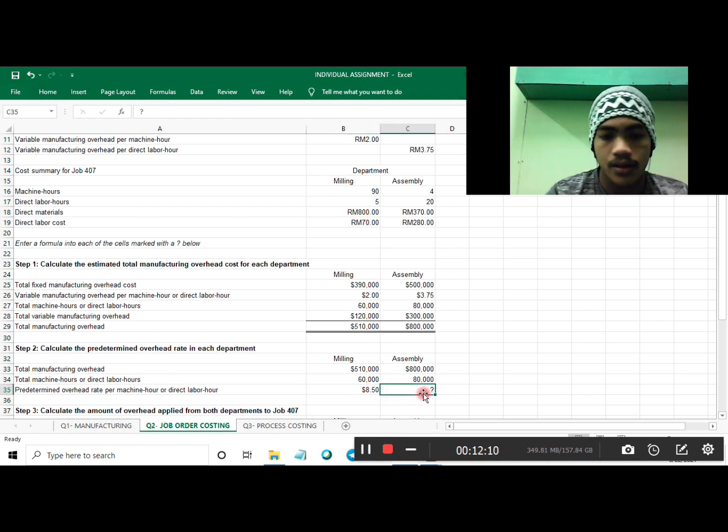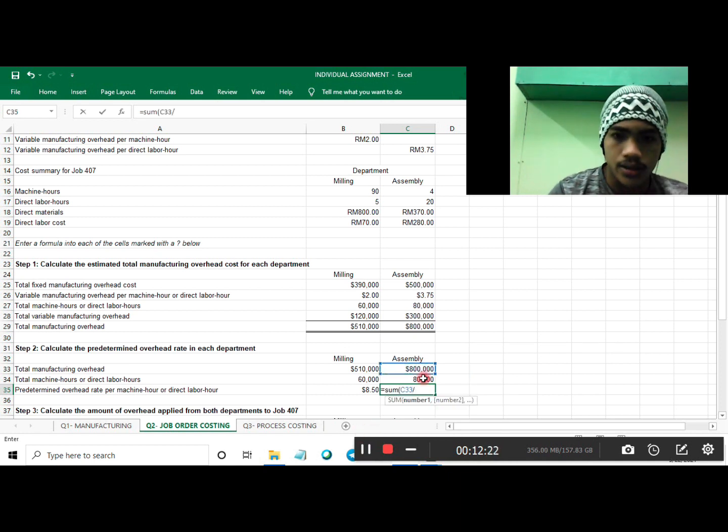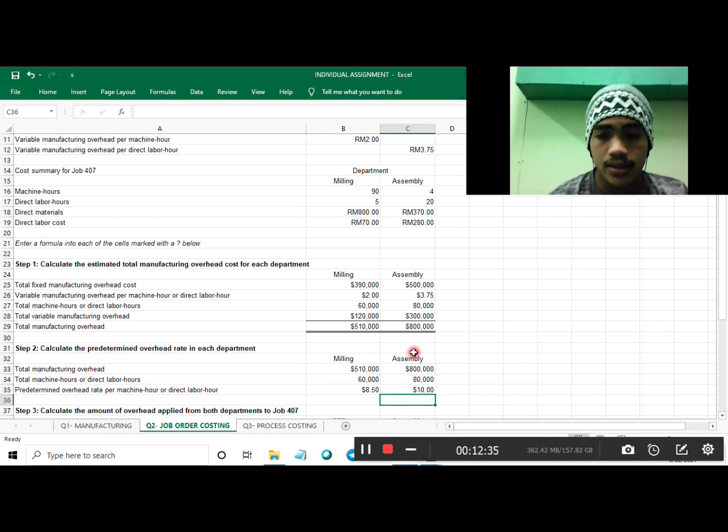For assembly, using the formula, equal sum 800,000 divided by 18,000 for total direct labor hour. So we get 10 ringgit.